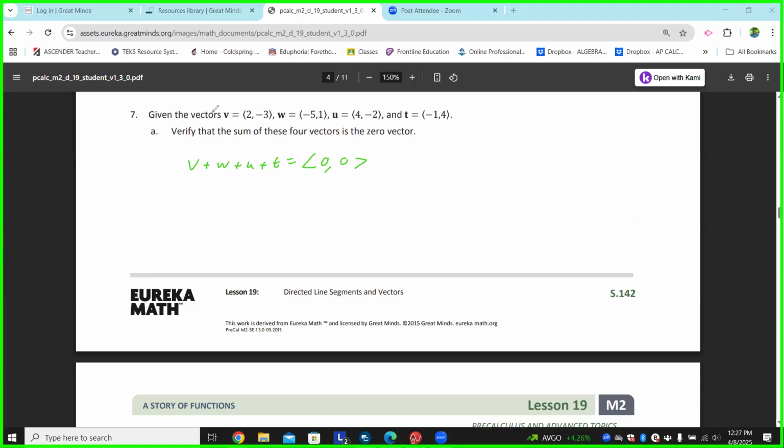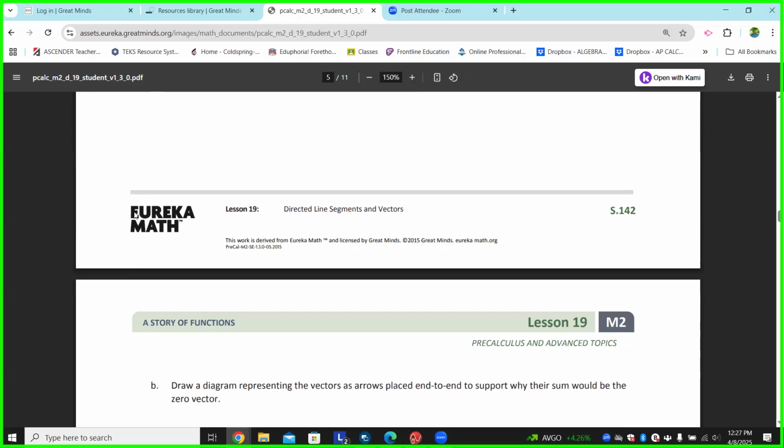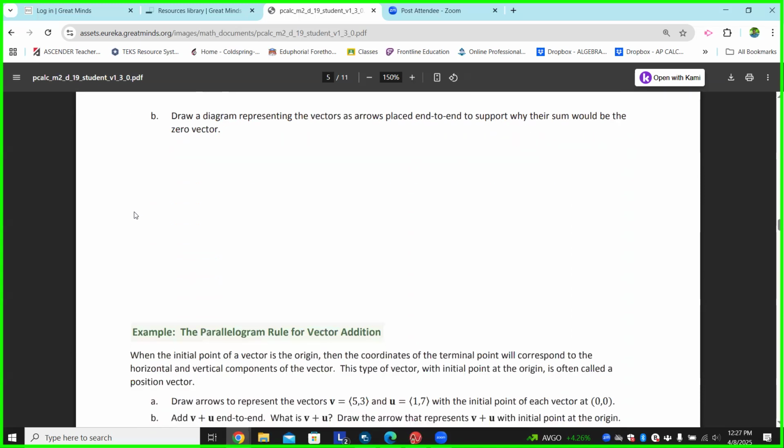So that does mean if I was to take each one of these, I should end up back at a displacement of 0, 0, meaning I did not move. I started right back where I began. All right, so we're going to show that geometrically now. Again, we're going to draw a diagram representing the vectors as arrows placed end to end to support why their sum would be the 0 vector. So again, we'll start off by graphing V. V was 2, -3. Then we're going to graph W. So that's -5, 1.